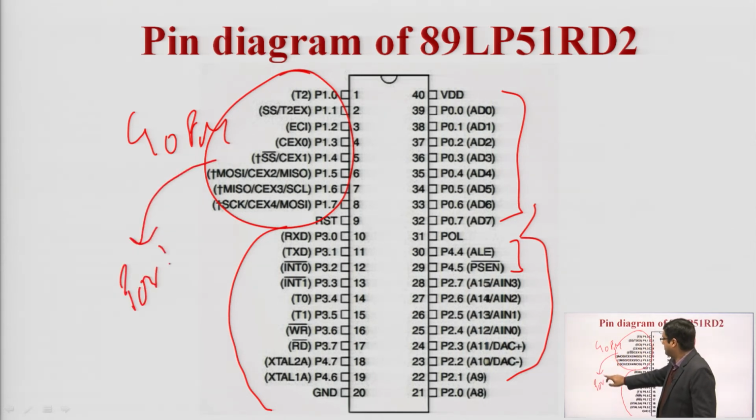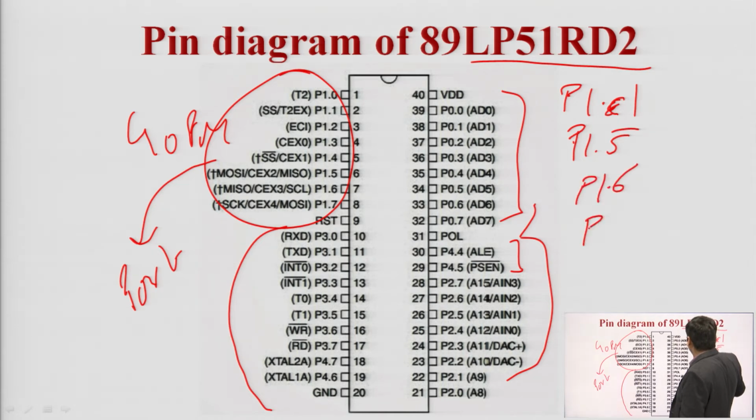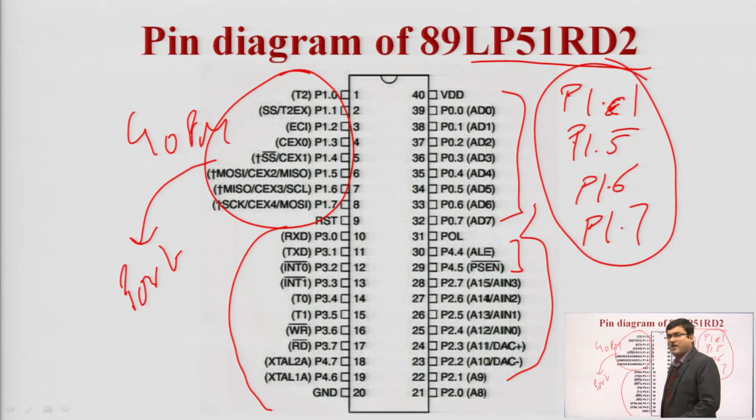Why port 1? Because our topic is the SPI port interfacing with the 89LP51RD2. In the SPI serial communication protocol, there are 4 signals available. These 4 signals are available in P1.0, P1.1 and P1.5, P1.6, P1.7. In these pins, the SPI signals are available.